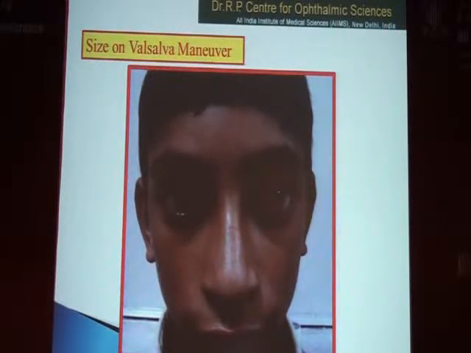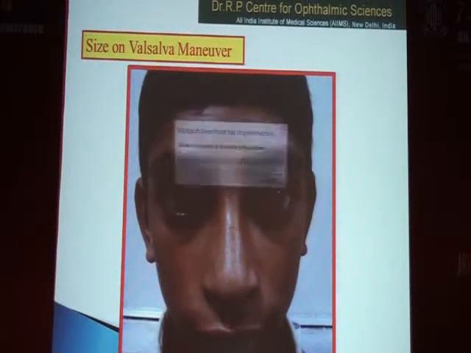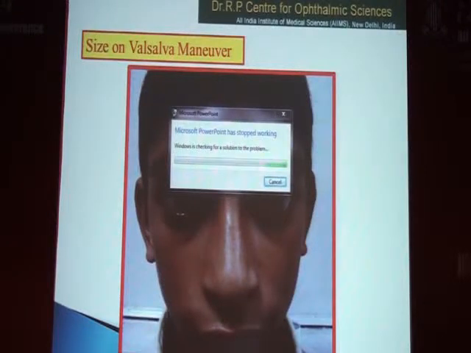Now, patients with suspected vascular malformation have to be seen both before and after Valsalva. I don't know why the video is not running.